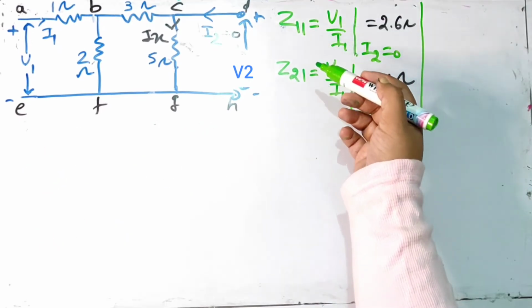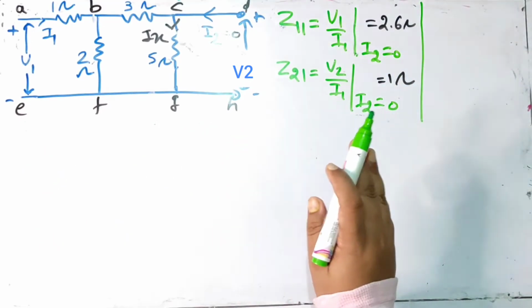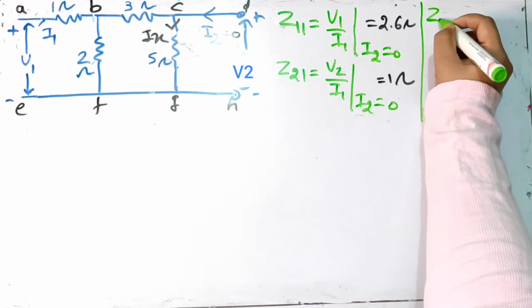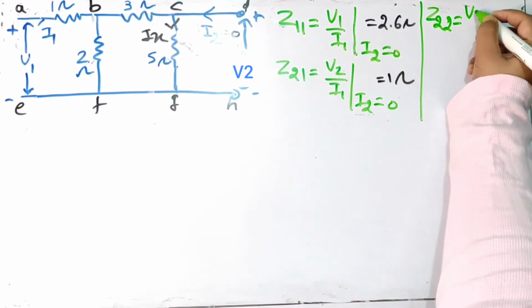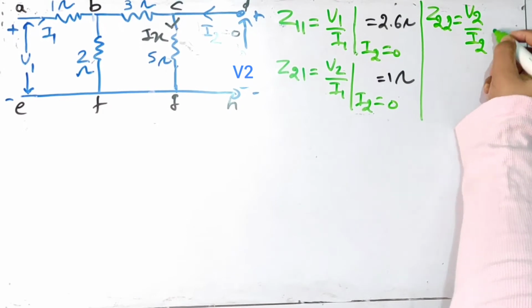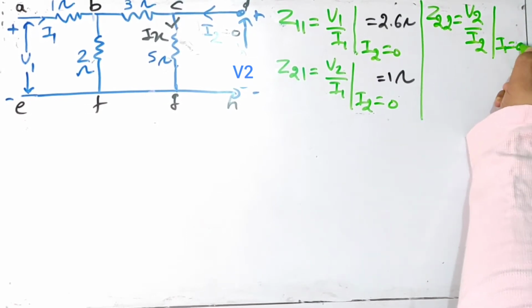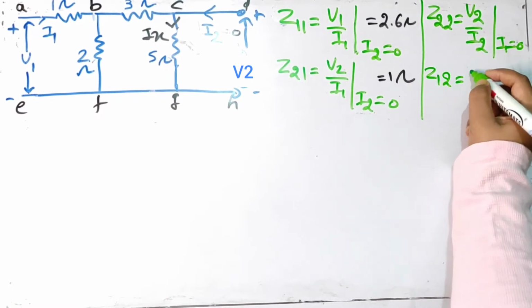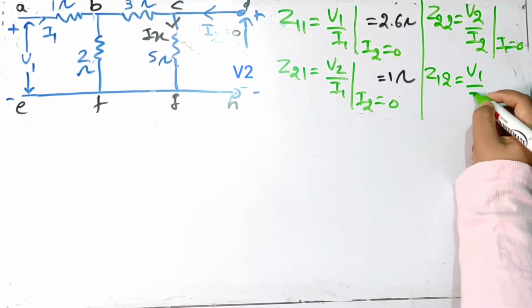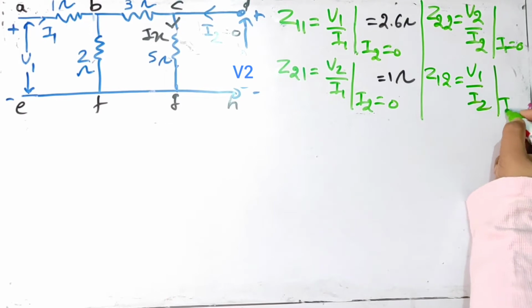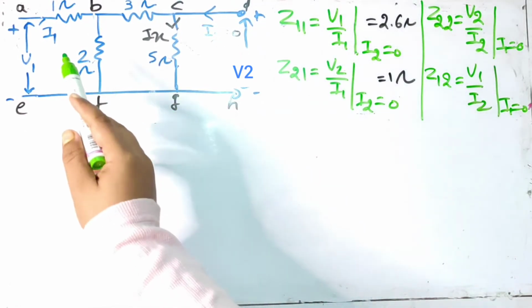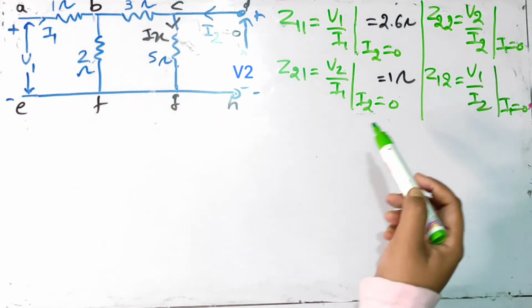We have solved for Z11 and Z21, which means we found out 2 parameters. We are left with 2 more. So the value of Z22 is equal to V2 by I2 when input current I1 is 0, and Z12 is equal to V1 by I2 when again input current is 0. Now we'll solve this circuit assuming that I1 is equal to 0 for these 2 parameters.